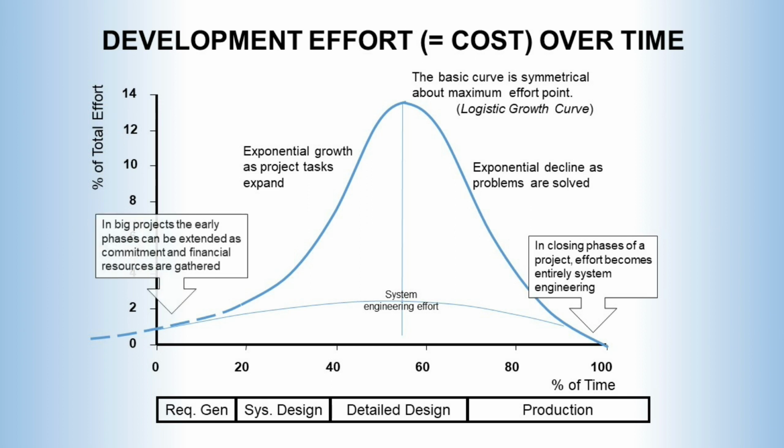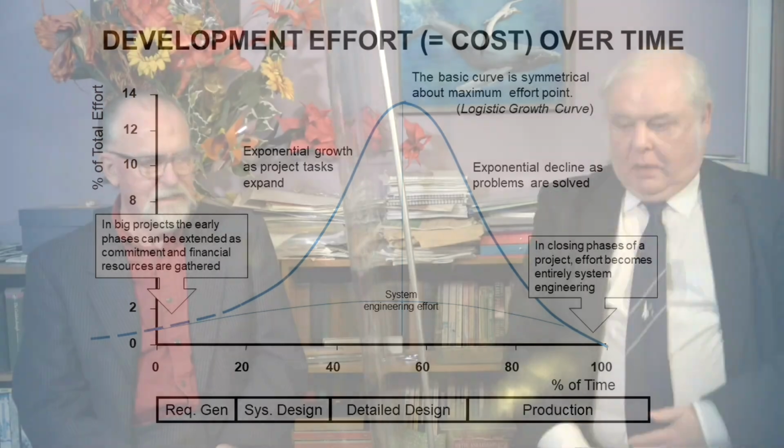A significant distortion to this nice symmetrical curve can, however, occur in the early stages of the project, in the feasibility and preliminary design, while there is still uncertainty as to whether the project will go ahead, and while commitment and financial support is being gathered. This is an important part of the project. Many of the problems encountered during development will have their origins at this time, but these phases are most subject to politics and to changes of mind.